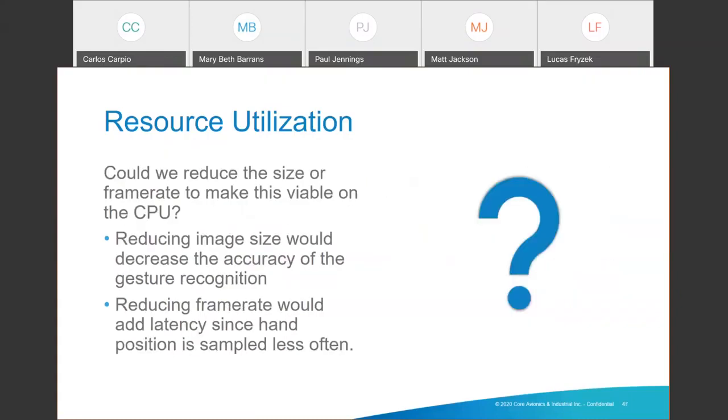So before I go into more details about GPU compute, could we reframe this problem in any way to make it more viable on the CPU? And yes, we can, but there would be trade-offs to do that. So two obvious ones based on what I had said before are reducing the image size, which has the trade-off of giving us less accuracy, so we won't be able to pick up small motions in the hand anymore, or reducing the input frame rate, which would add latency.